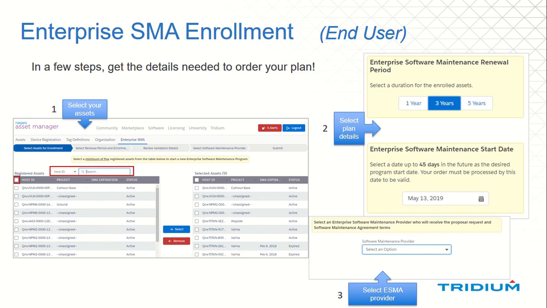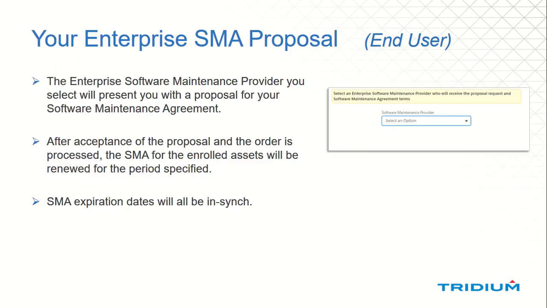And then lastly, you will select an ESMA or an enterprise SMA provider. This is the Niagara partner who will actually be managing your enrollment and placing the order on your behalf. The enterprise software maintenance provider you select will present you with a proposal for your software maintenance agreement.